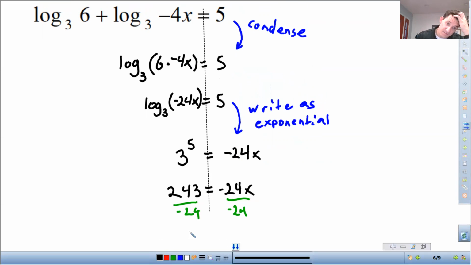So 243 divided by -24 comes out to -10.125. I should double check my math on that real quick. 243 divided by 24 is 10.125, so -10.125.